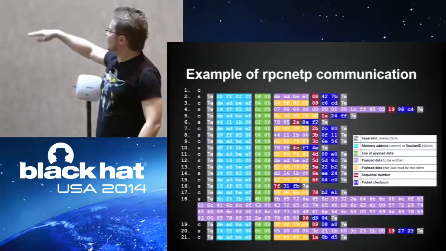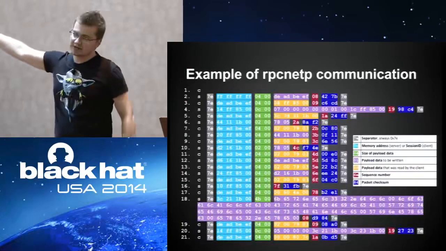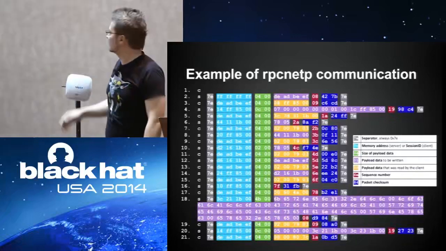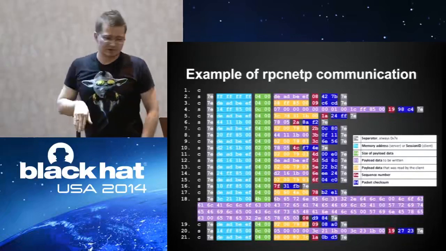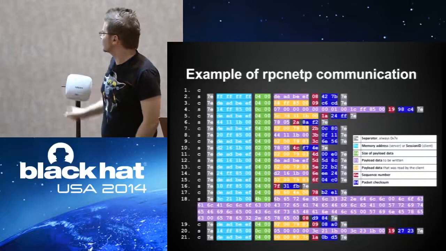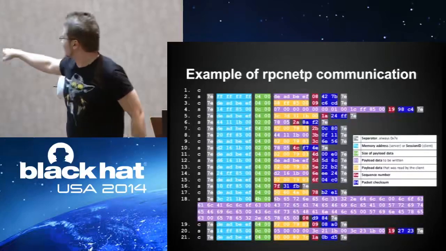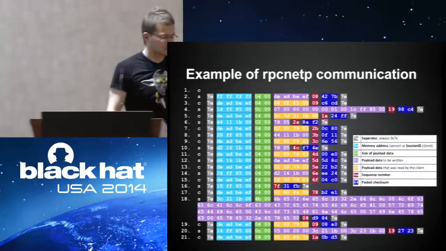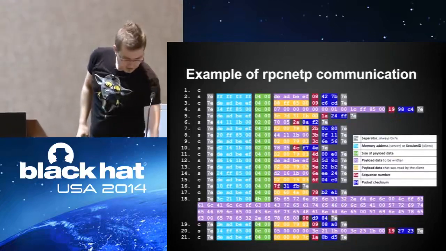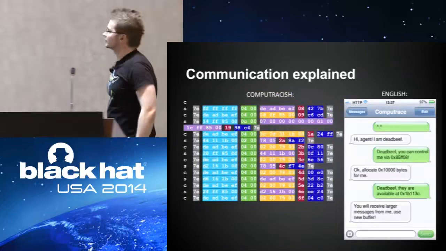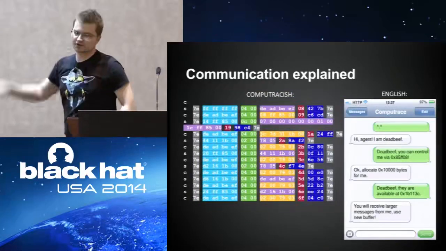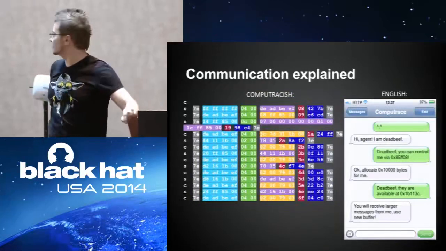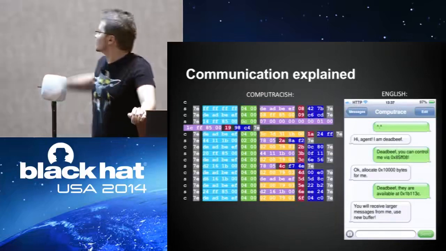This is a complicated picture, but this is how a communication session looks. You can see those lines starting with C, this is the client, and S means server. It is marked with different colors just to show you the different fields. You can see the large block here in purple transferring some larger data. But it's hard to read, so we had to translate it from Computrace to human readable English. And this is how the communication looks.